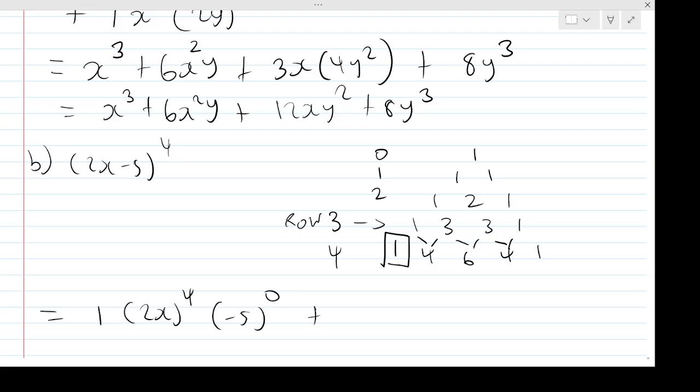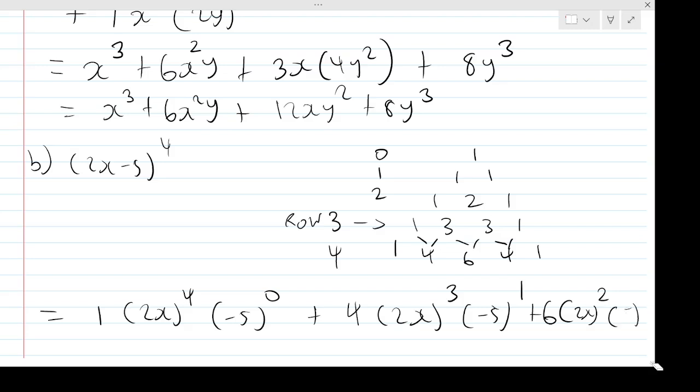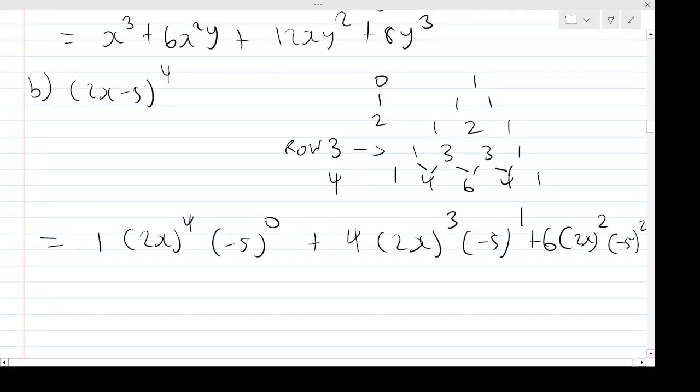Then we have the x cubed term, but again, it's not x, it's 2x now, all cubed. Then we have the next term in the row, which is 4, so that'd be 4 there. Then we have the minus 5 part. Now that'd be to the power of 1, because then 3 and 1 is 4. Then the next term will be 6. Then we're going to have 2x, again to the power 2 now, because we're knocking off a power each time, right? So we're going from 4 to 3 to 2. Then we have minus 5 to the power of 2 as well, because then 2 and 2 gets us 4.